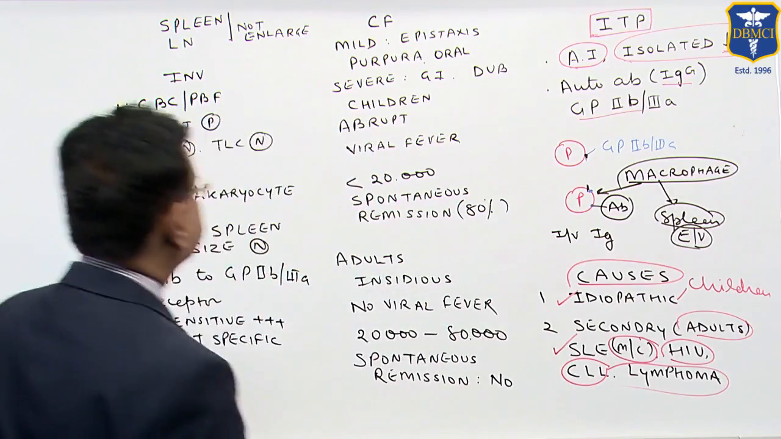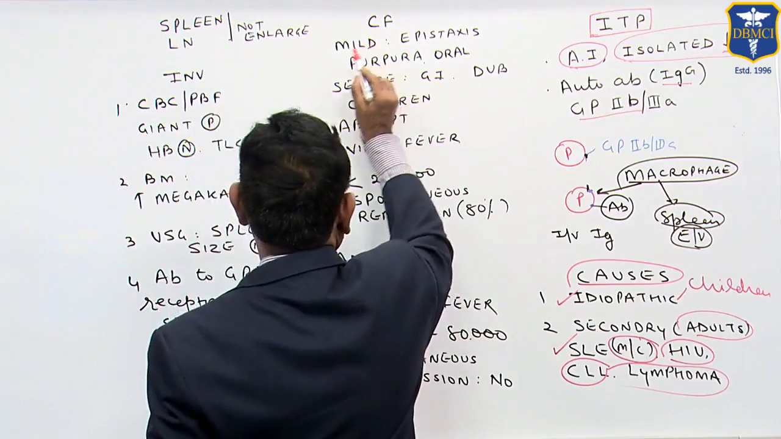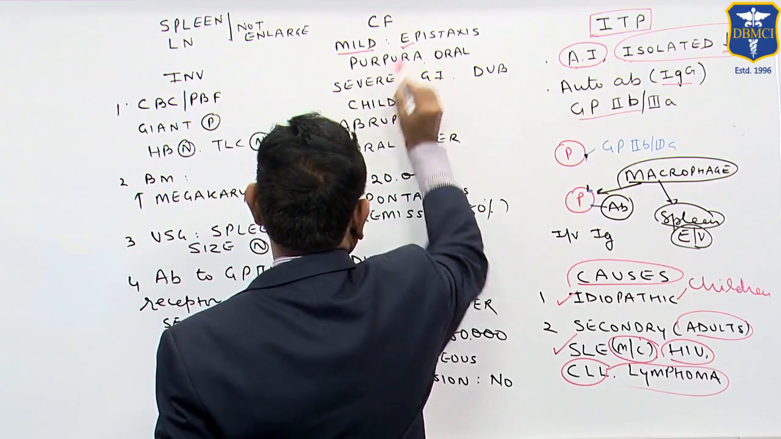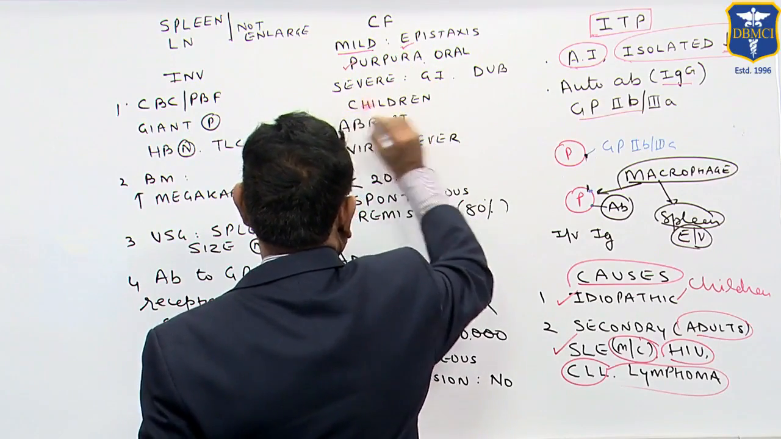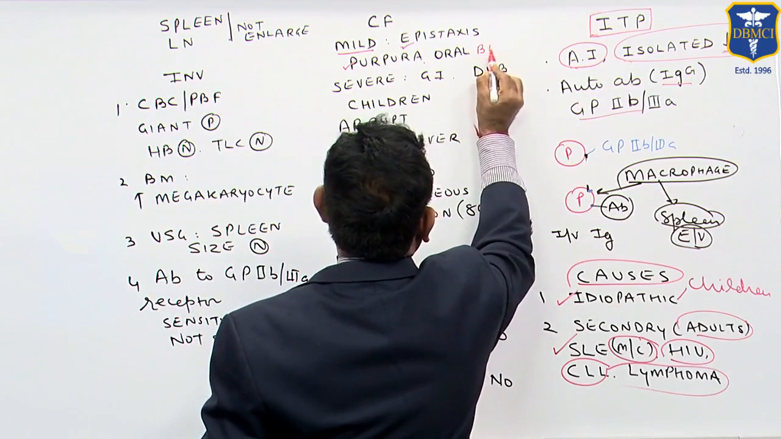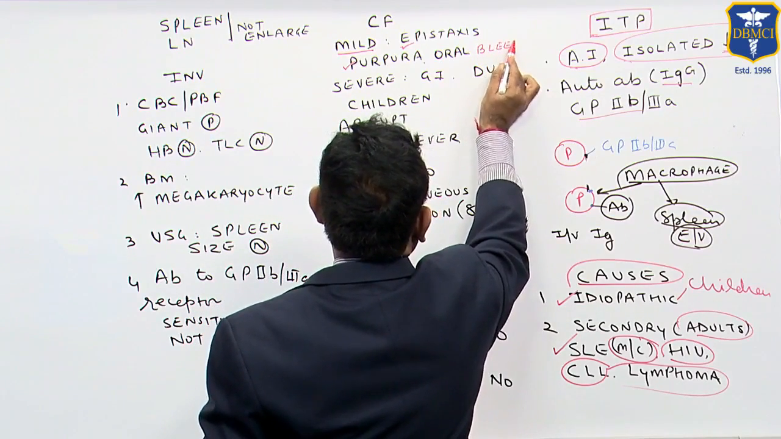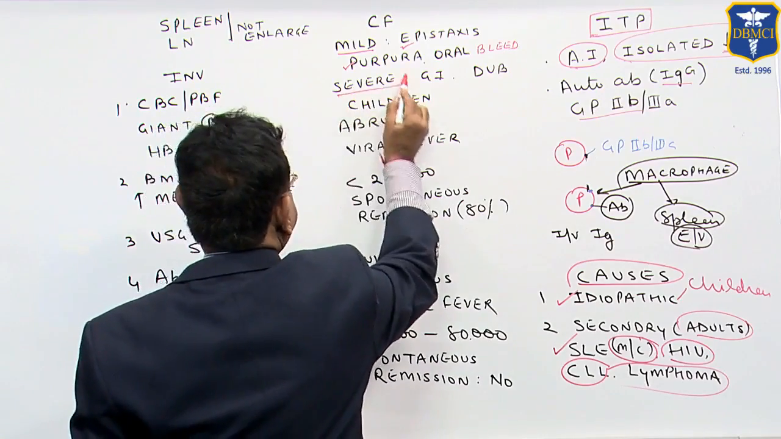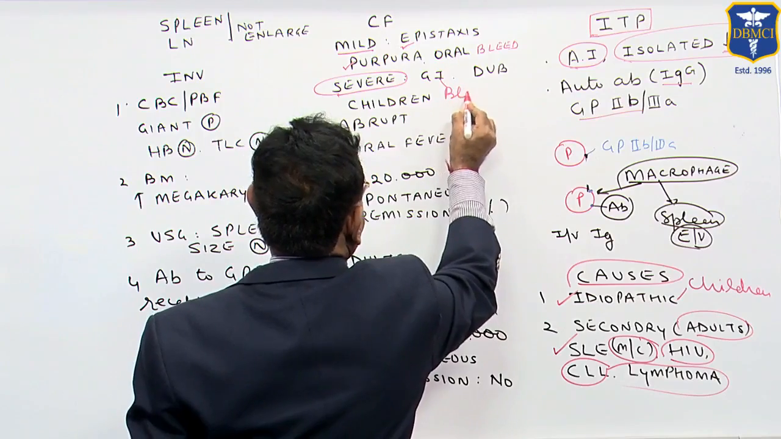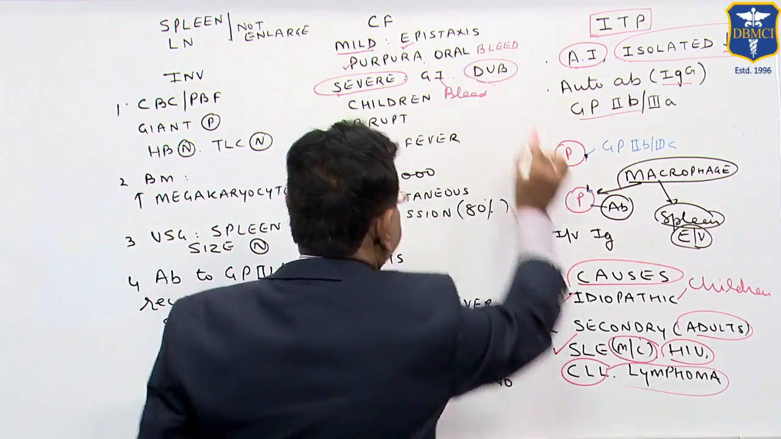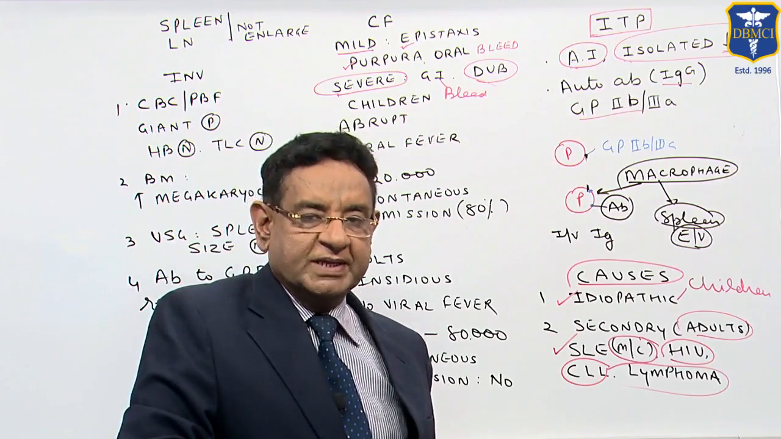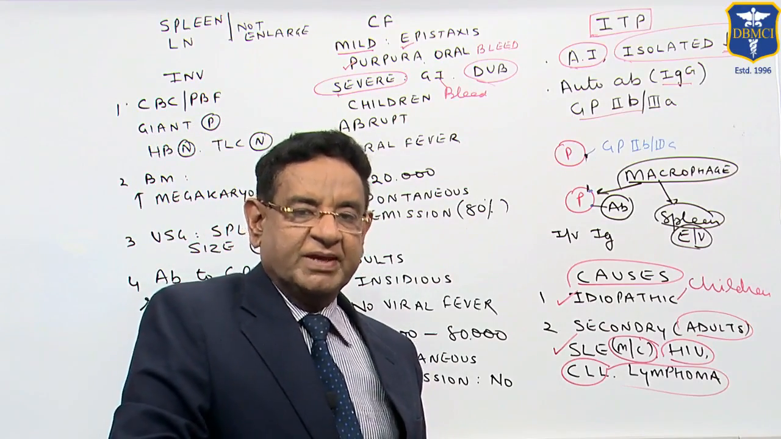What clinical features do we have? In the mild cases, we have just epistaxis, purpura or oral bleed. But in severe cases, the patient may have GI bleed, or the patient may have dysfunctional uterine bleeding, DUB, severe per vaginal bleeding may be a feature.